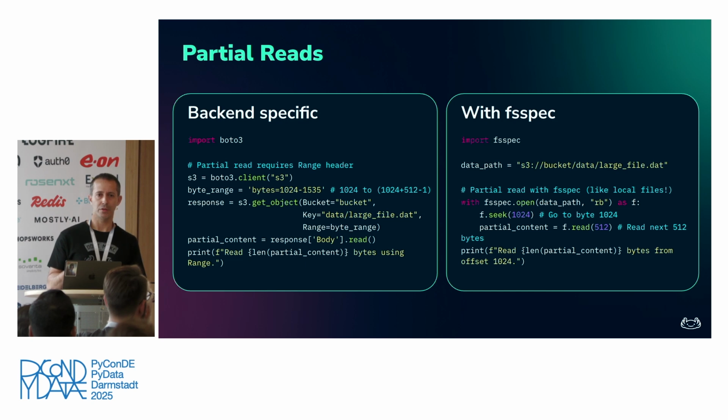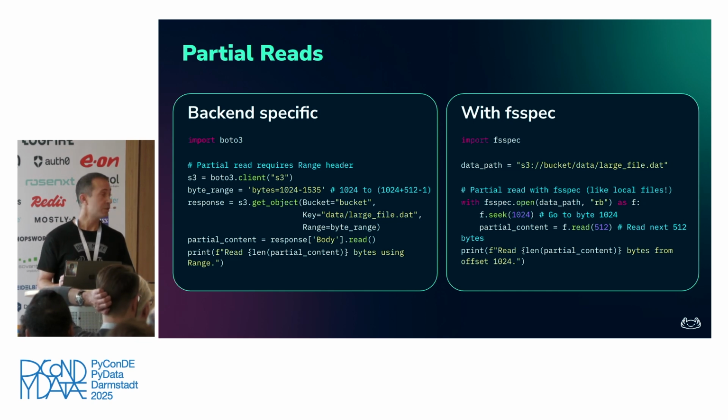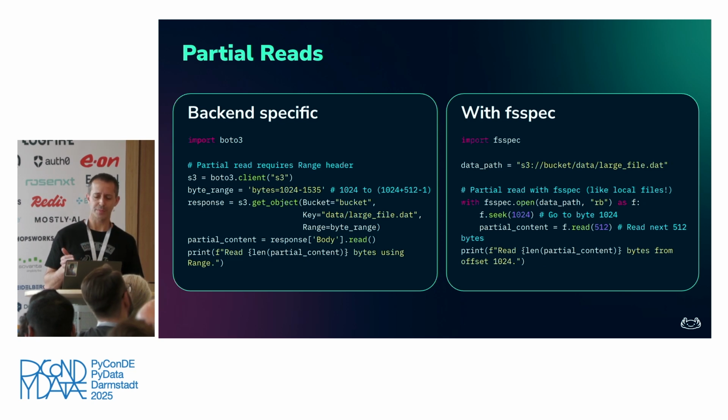What if we need to read only part of a large file? Using the S3 version, we will need to construct a range header where we need to calculate the bytes we need to read, very specific to S3. With fsspec, for example, you can see that we are using the standard file system calls like seek and read. This is exactly how you will work with a local file, but this time it will translate those APIs to the relevant underlying storage for you.